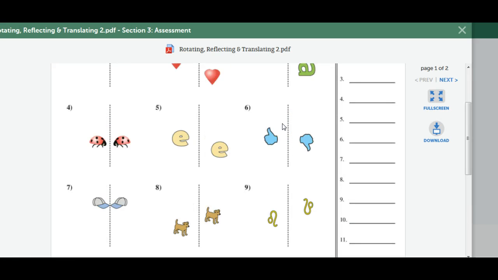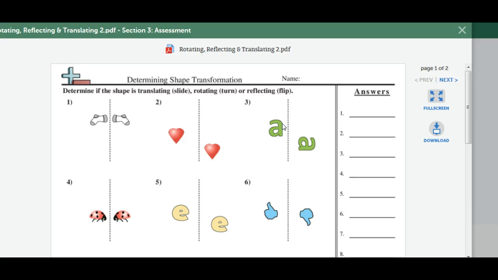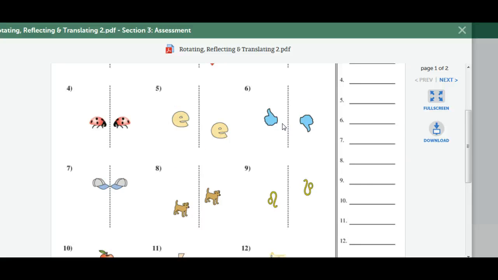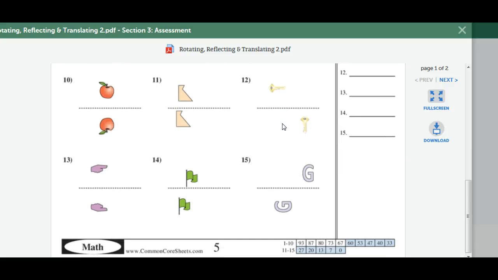In the week with an assessment on, again, determining the type of transformation. 15 problems on that. And this has been an overview of the targeted skills group of types of transformations.